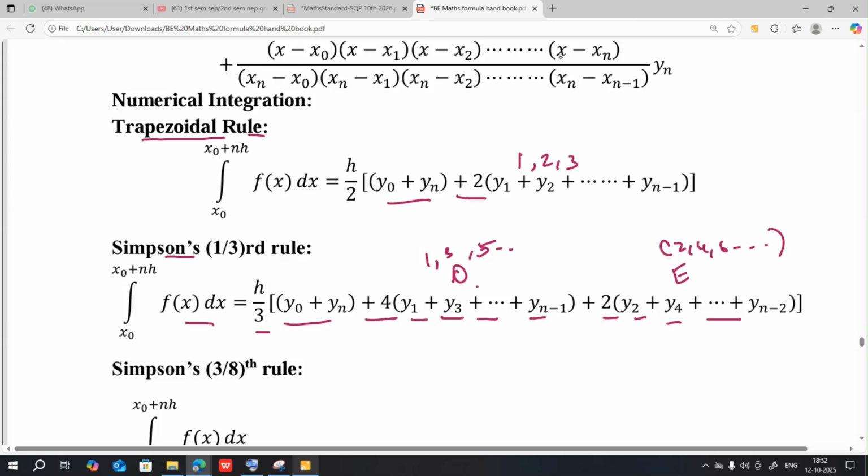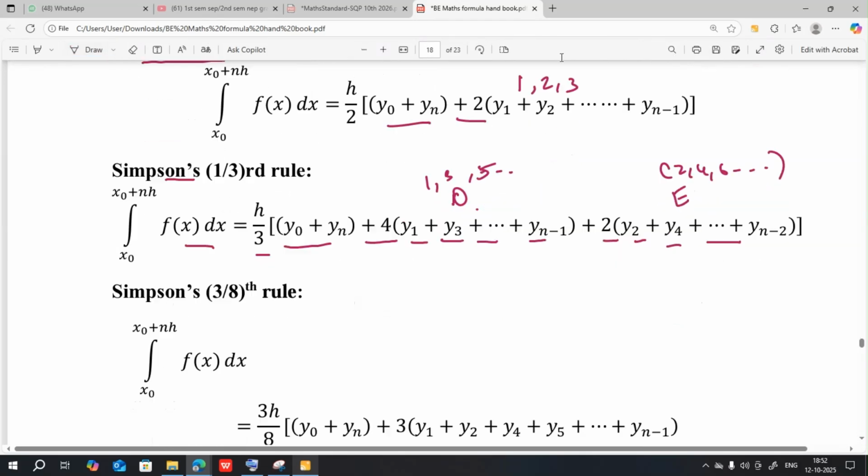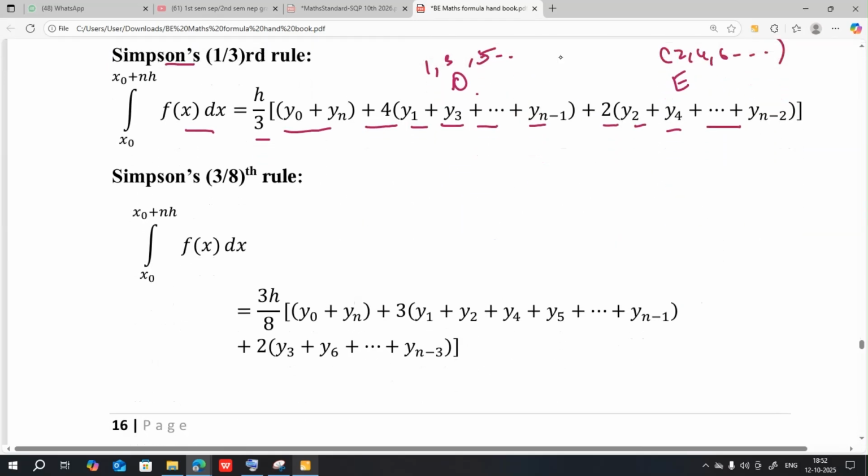Then the next one is Simpson's 3 by 8 rule.